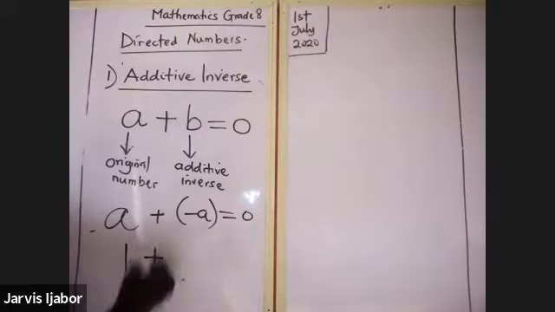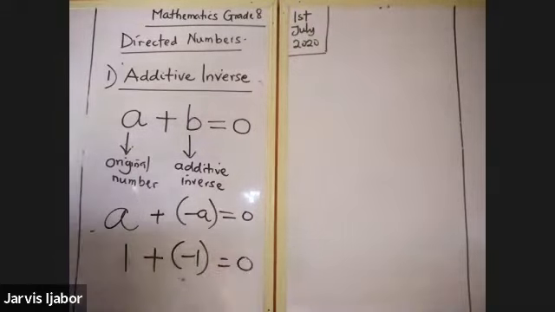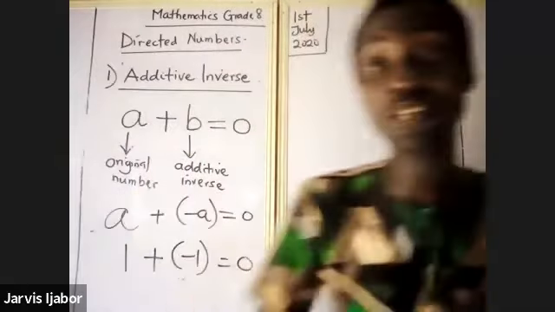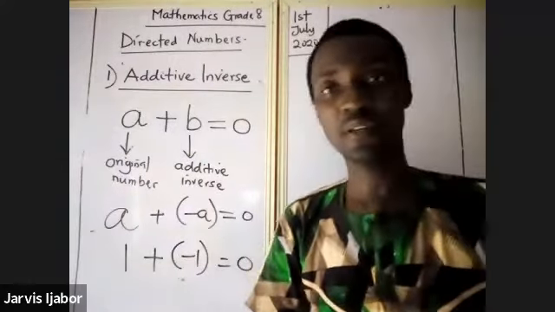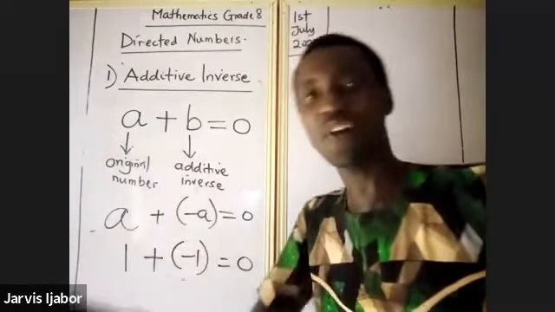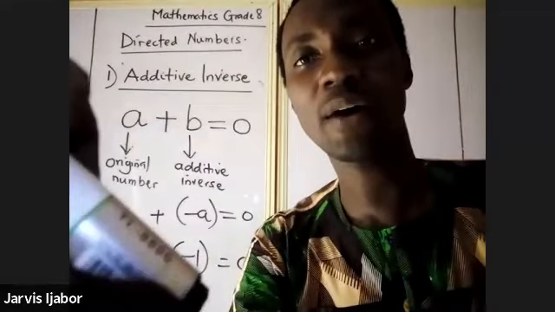1 plus its additive inverse, which is minus 1, will give you what? 0. So what's the additive inverse of 5? It's negative 5. What's the additive inverse of 3? It's negative 3. What's the additive inverse of 1 over 2? It's negative 1 over 2. All right, I'll give you some questions to try now.